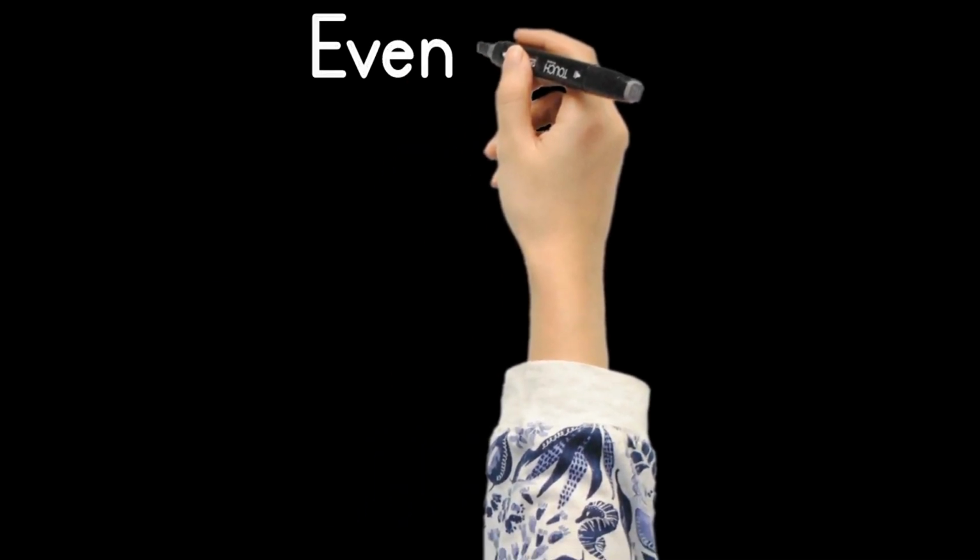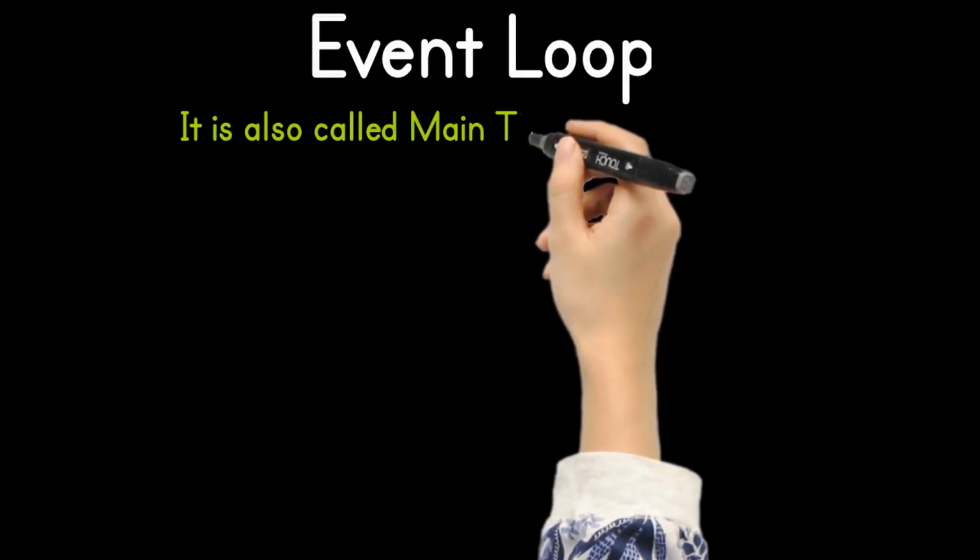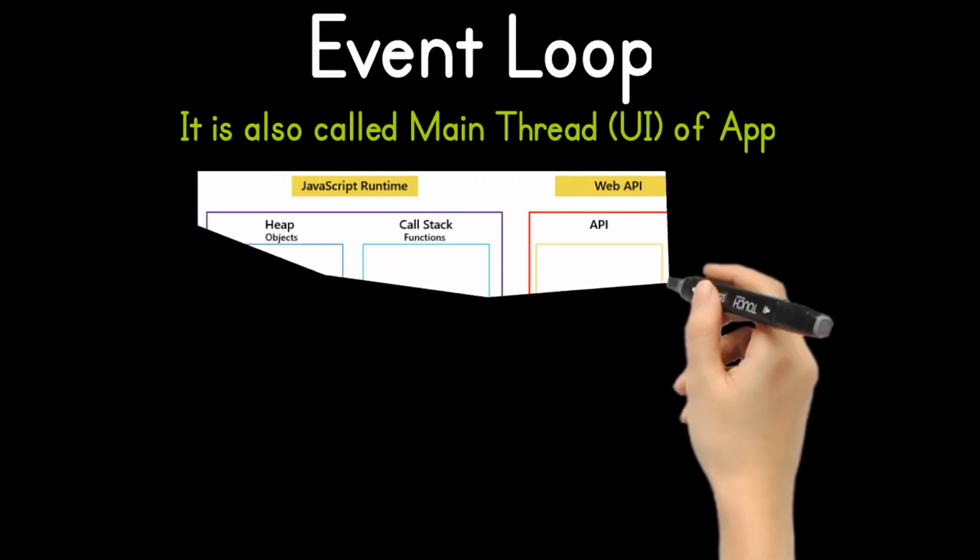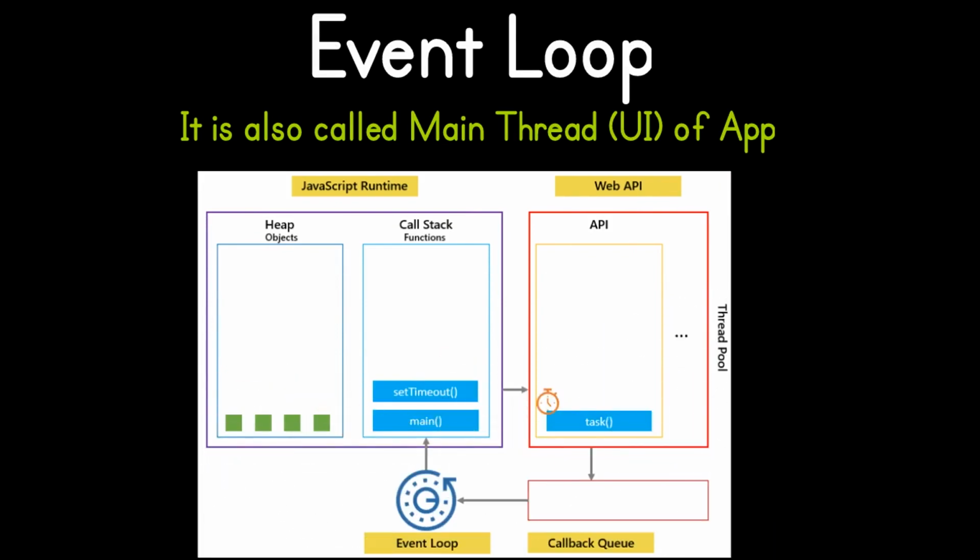Now, guys, lastly, we will be talking about the event loop. It is also called the main thread or the user interface of the app. Basically, it is responsible for the management of all the things that we discussed earlier, that is the task queue, callback queue, and web APIs. You can see in the diagram also. You have seen the manager in a company. The main job of the manager is to control everything. So that's why the event loop is very important in JavaScript. It is responsible for the smooth running of the program.